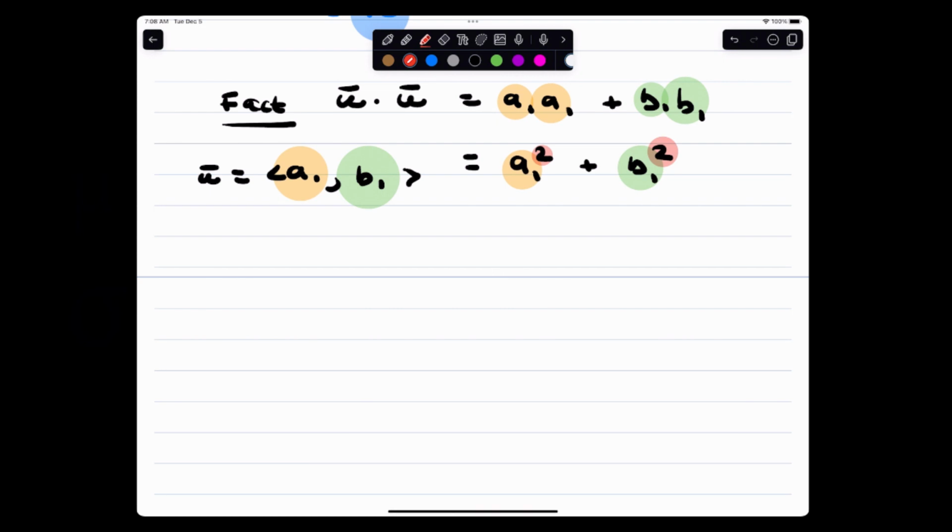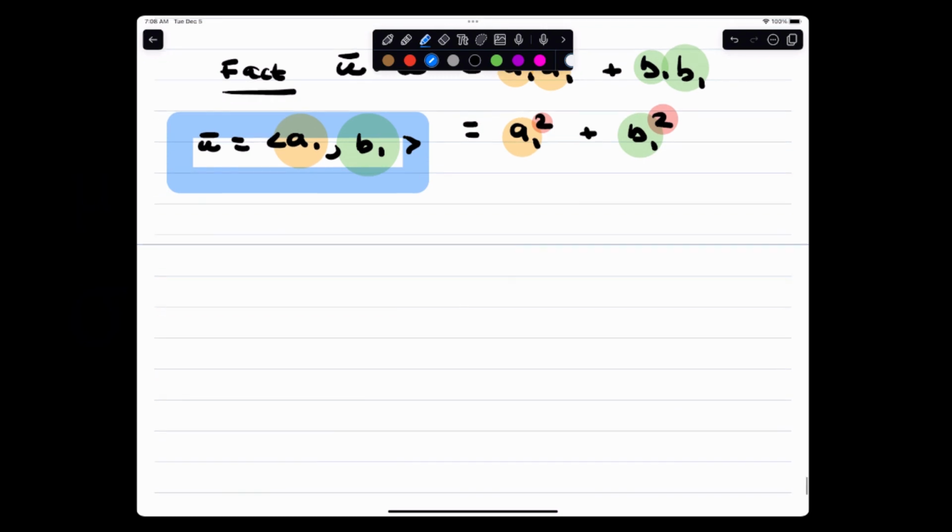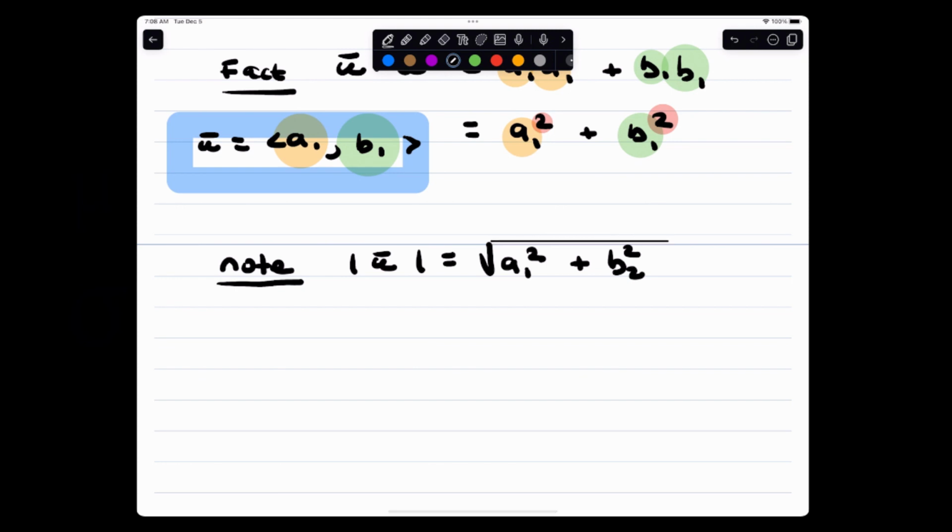Okay, so let's remember this. This is kind of what we're going with here. What happens when you multiply a vector with itself? Well, it's really a1 squared plus b1 squared, okay? Now, I want you to also note, if I say to you, what is the length of a vector? Let's note. So that would be a1 squared plus b1 squared. Isn't that the magnitude of the vector? Is that right? You guys with me on that?